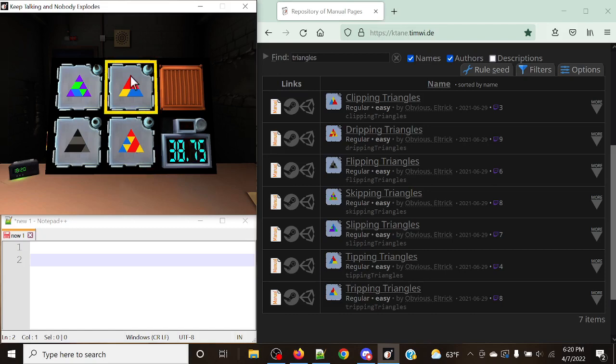First things first, we need to figure out how we identify each of the individual triangles from one another, because each of their shapes are going to look exactly the same. However, the way that they appear on the module is going to look very different from each other. Since we're only going to be taking a look at these first 4 today, we're only going to focus on these 4. So let's take a look at clipping triangles first.